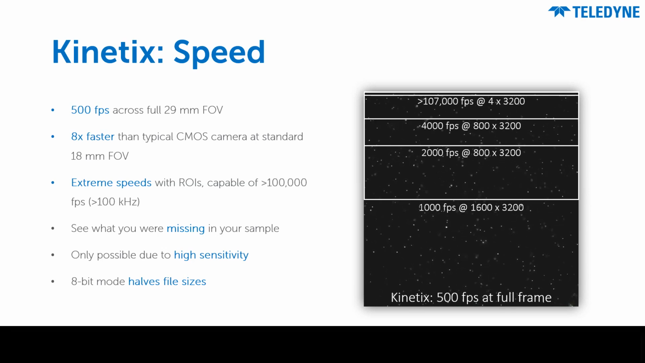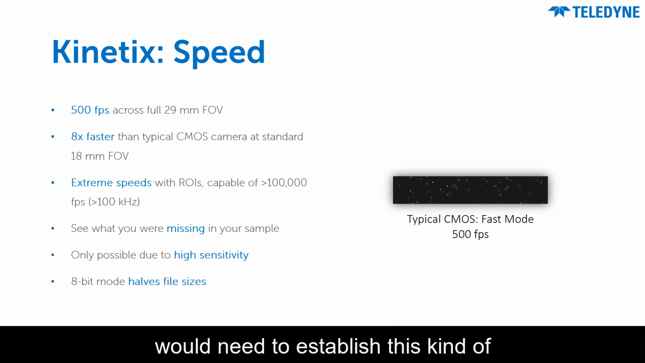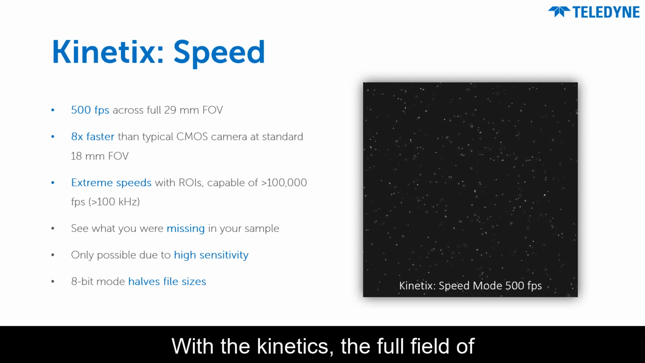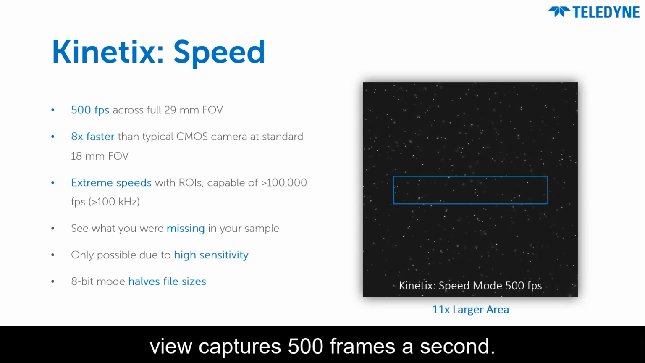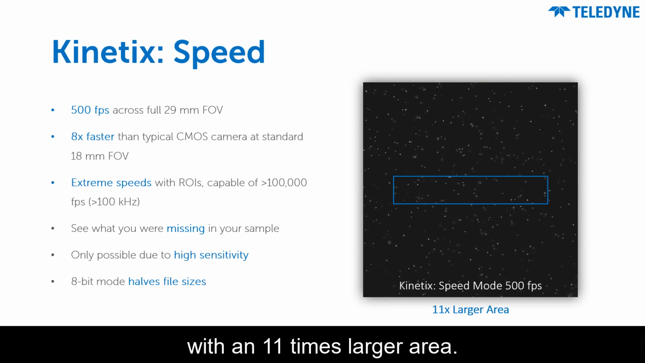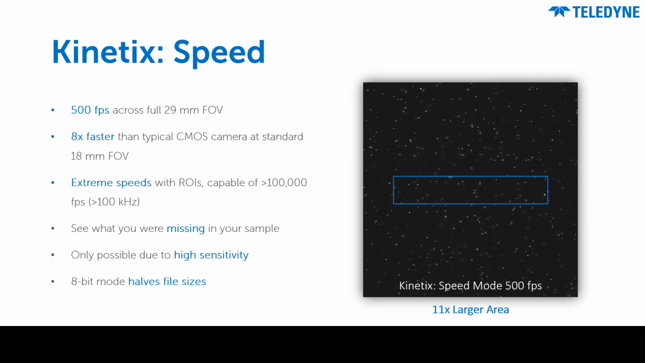If we look at a typical CMOS, it would need to establish this kind of region to capture 500 frames a second. With the Kinetics, the full field of view captures 500 frames a second. So another way to look at this is that you get the same speed with an 11 times larger area. The field of view and the speed marry together beautifully.